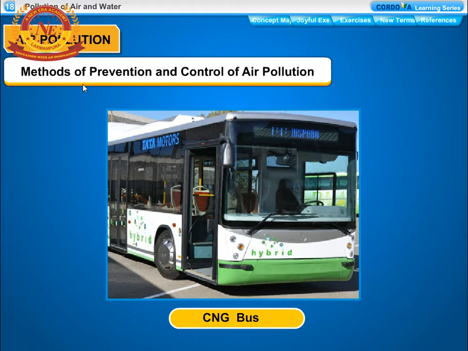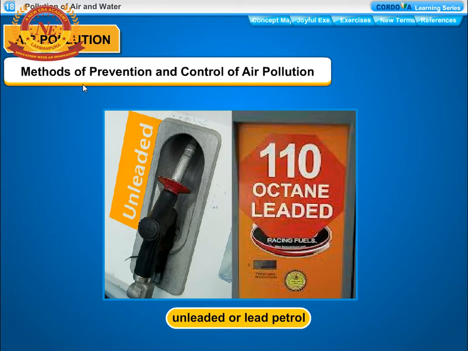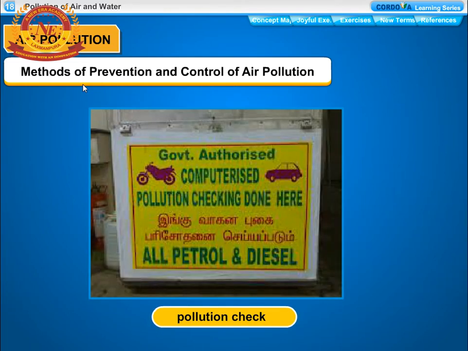CNG contains methane, which on burning produces lesser pollutants than do coal, petrol, etc. In the past, a lead component was mixed with petrol to help automobile engines run smoothly. This produced poisonous lead compounds in the exhaust gases, which pollute the air. So, unleaded or lead-free petrol is now used. Regular pollution check of vehicles should be made mandatory.